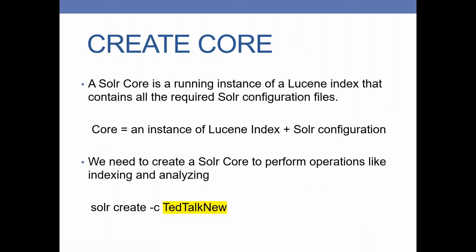So the first step of indexing is to create a SOLR core. A SOLR core is nothing but a running instance of a SOLR Lucene index plus the configuration files. So to create a SOLR core, we would use solr create -c and the core name. So here, for the session, I'm using the TED Talk dataset. So I've given the core name as TED Talk new.